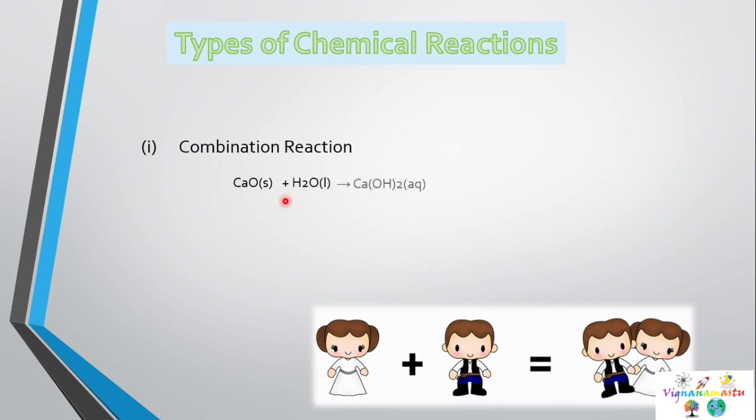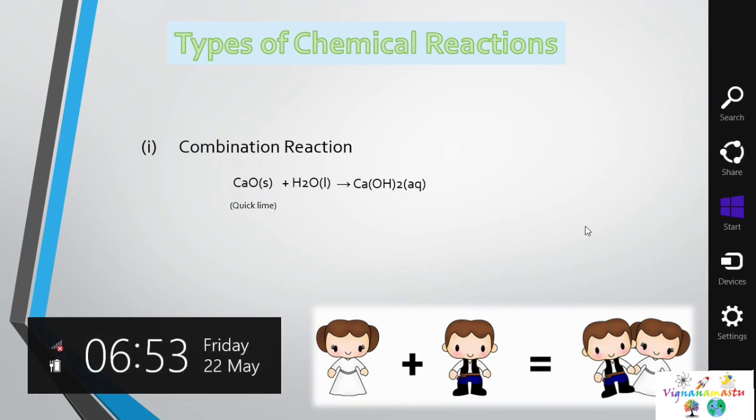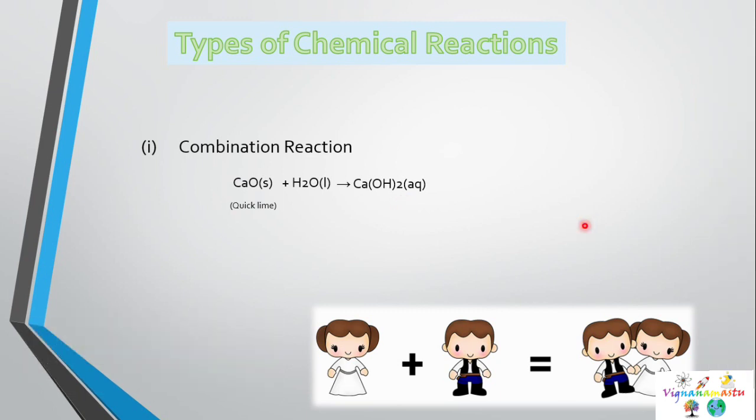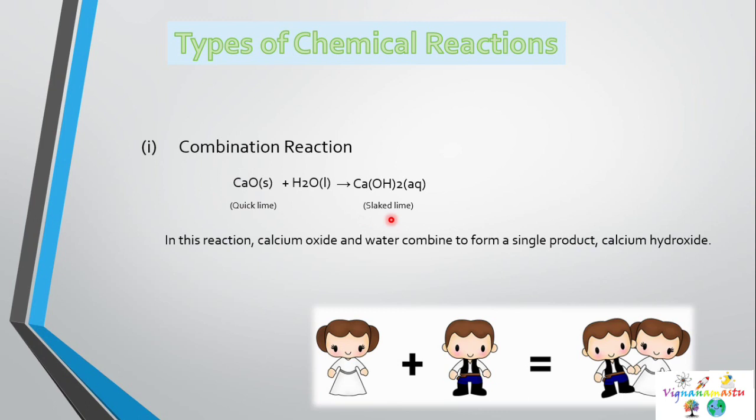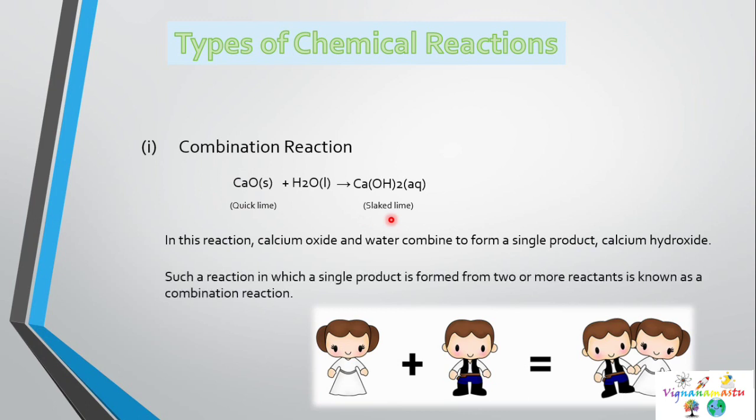Calcium oxide reacts with water to give calcium hydroxide. You can see here only one product is there. So calcium oxide is also called as quicklime. Calcium oxide is called as quicklime, and calcium hydroxide is called as slaked lime. So in this reaction a single product is formed. Hence, this is a combination reaction, and this is the definition.